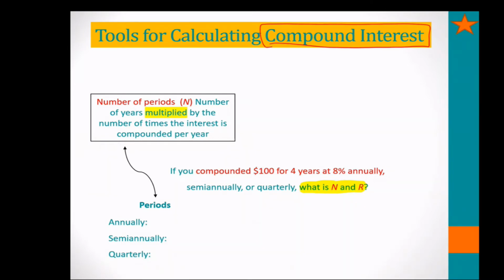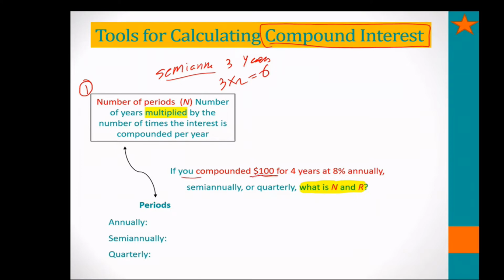First thing I need to know to calculate the compound interest is how many periods I have, which is the number of years multiplied by the number of times the interest is compounded per year. Say compounded semi-annually for 3 years. How many periods in this case? Semi-annually, 2 times a year, so 3 times 2 equals 6 periods.